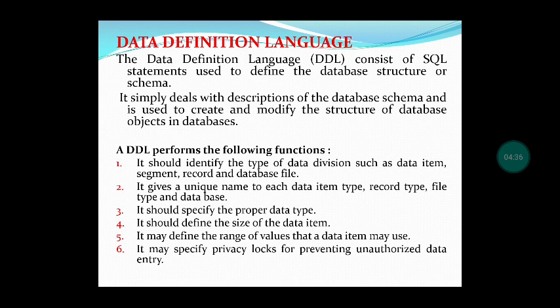This can deal with the DDL. And DDL can perform various functions. It can record the database files, and we can give unique names for the data items, record type and file type, and also for the database. There should be a proper data type, and the size of the data item should be already defined, and the range of values of the data type may be used. It has privacy locks for preventing unauthorized data entry. If you have one database, all the persons cannot access the database.